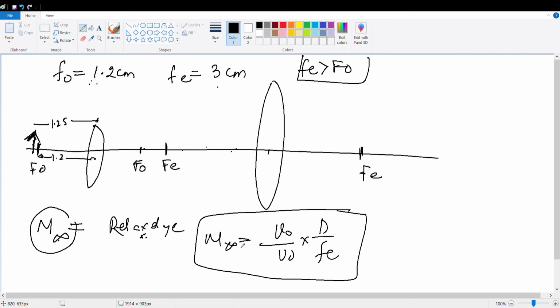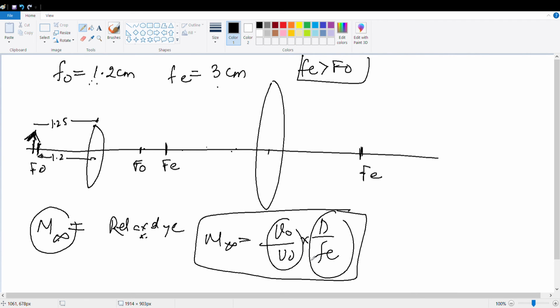So it is asking us, when the object is placed, you have to find out what is the magnifying power if the final image is at infinity. Now this is the formula. You very well know M equals V naught by U naught times D by F E. This is the M O, this is the M E.